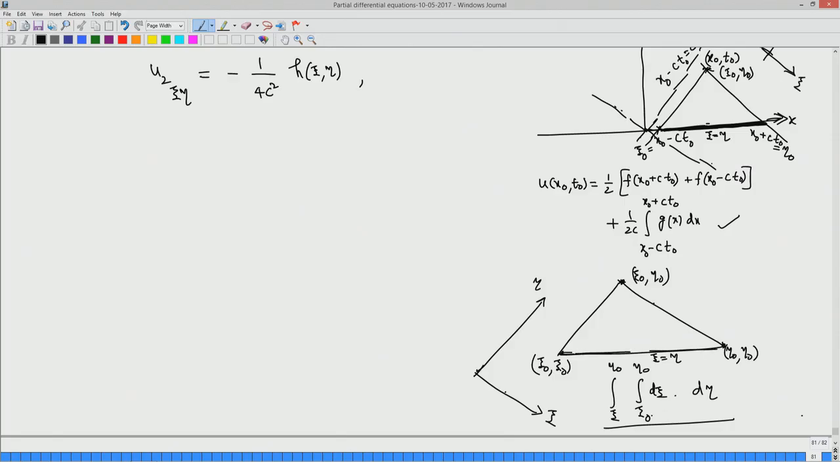So, I integrate from xi naught to eta naught, and what is your eta? Eta goes from this line up to here, that is eta naught. So, if you try to integrate that, first you integrate xi to eta naught.